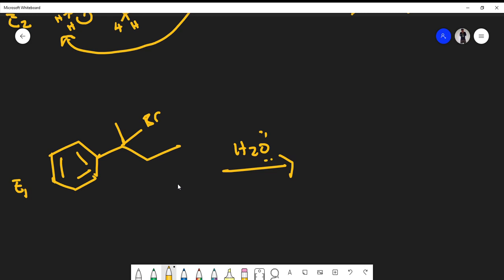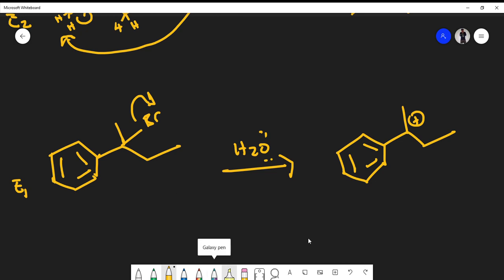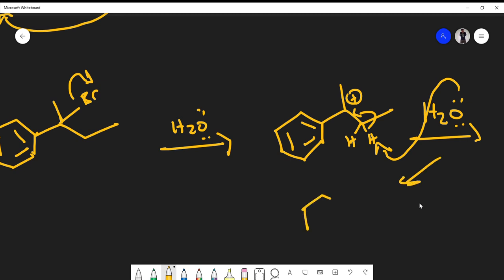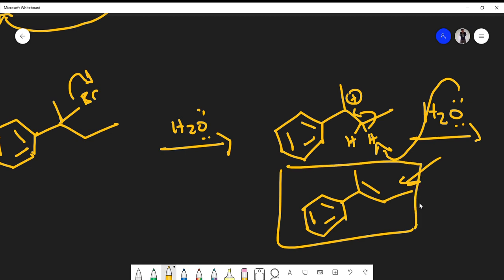The first thing that occurs is the bromine leaves and you form a carbocation. Then another molecule of water comes in and attacks the hydrogen adjacent to the carbon. In this case, I have two hydrogens here. It attacks, forms a double bond, and that gives you your major product in this case, which would be this. So that would be your product.